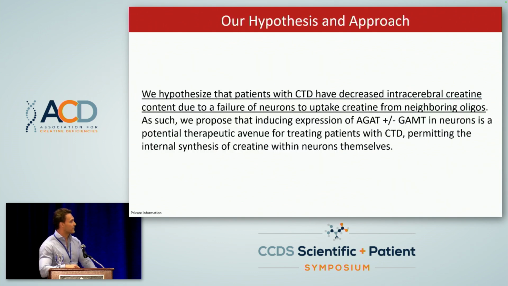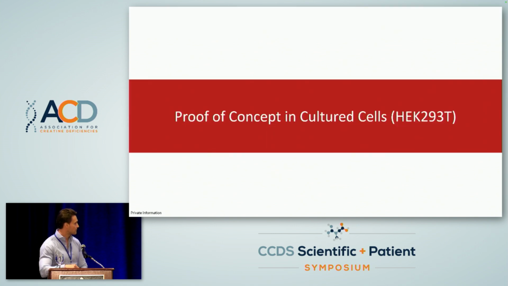And so we developed this approach for gene therapy based on these data. We hypothesized that patients with CTD have a decreased intracerebral creatine content due to a failure of neurons to take up creatine from their neighboring oligodendrocytes. So what we proposed to do was bypass the function of the channel by directly expressing AGAT and GAMT within neurons so that you don't need to transport it across the cell membrane.